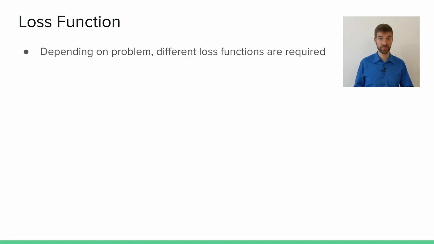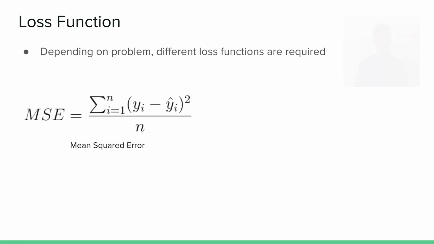Depending on the problem that we are trying to solve, different loss functions are required. One option could be the so-called mean squared error, where we take the difference between the value y_i, that is the truth label of our input, and then compare it to the predicted value for that input, y_i hat. We compute the difference, square it, and then sum over all our input samples, and that gives us one value, which is the mean squared error.